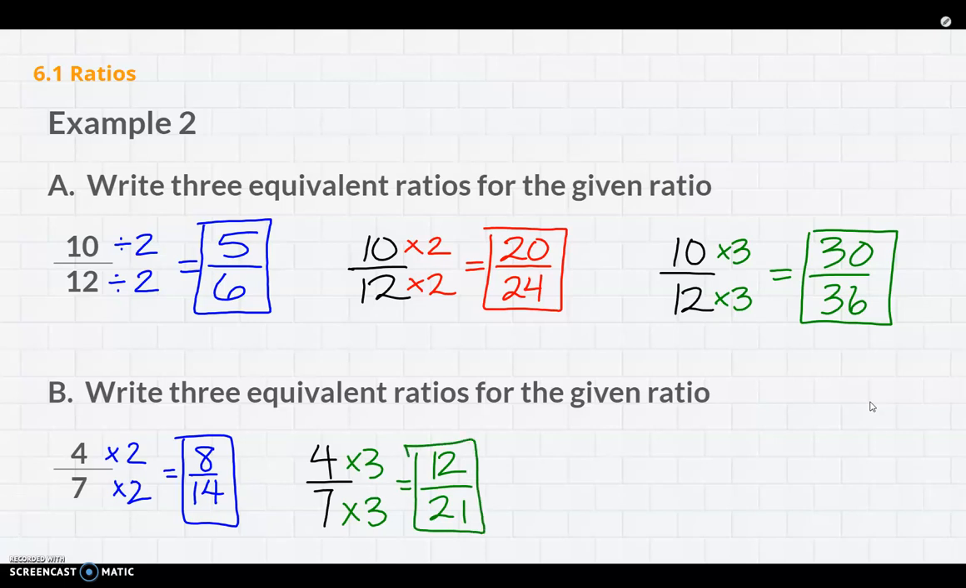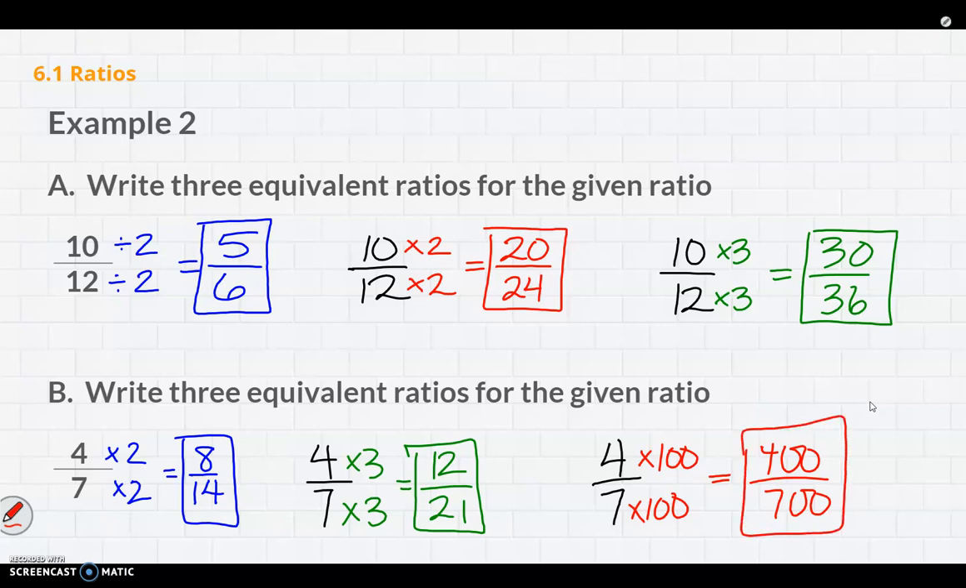Okay, a lot of you would say, well, the next logical choice would be to multiply by 4. But just to show you that you can multiply by anything you want to, I'm just going to multiply by 100. Okay, so 4 times 100 is 400. 7 times 100 is 700. So 400 to 700 is the same thing as 4 to 7. Okay, so you can multiply by whatever you want to. You'll get equivalent ratios.